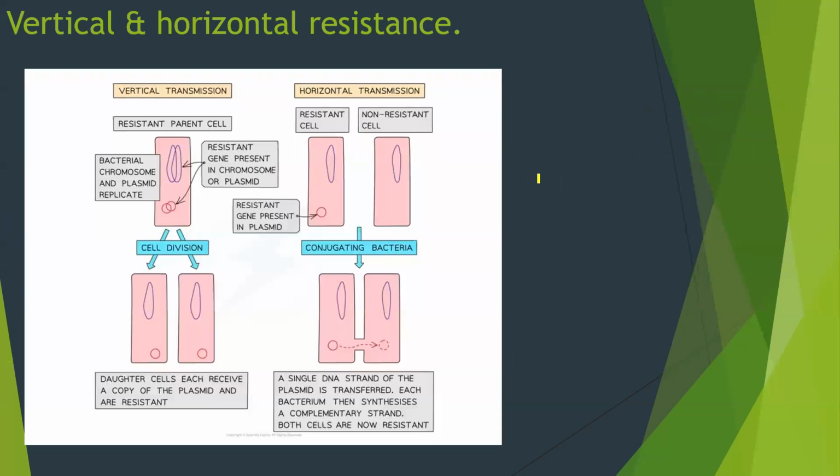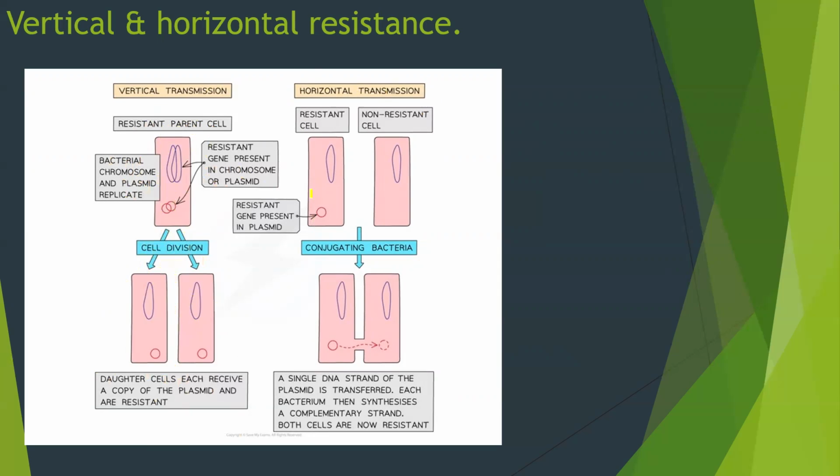So let's just look at this diagram about vertical and horizontal transmission. Vertical transmission is when it goes from parent cell to daughter cell. So this is binary fission, or cell division, of a prokaryote. The bacterial chromosome and plasmids are transferred, and if the resistant gene is present in the chromosome or the plasmid, it is passed over to the daughter cells.